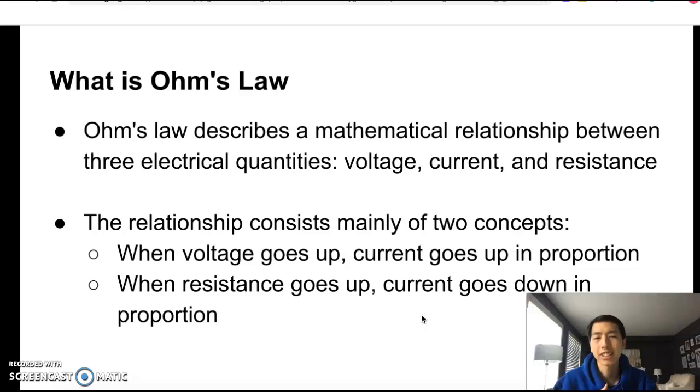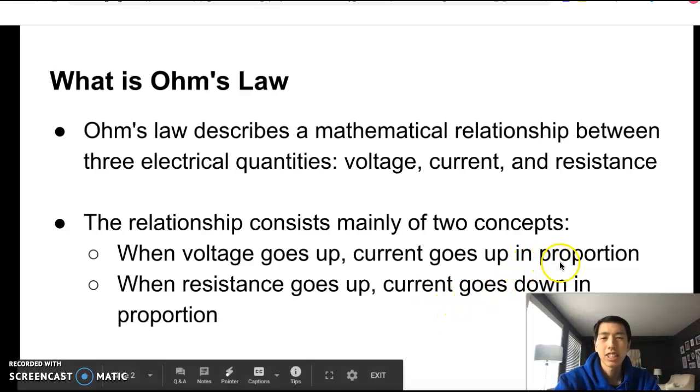So just a reminder of what current is. Current is how fast the charges are moving around. So when the voltage goes up, voltage is the energy you give to the charges, it's going to make them go faster. So that's why when voltage goes up, the current goes up. And resistance is something that slows down charges. So when the resistance is higher, then the current goes down.